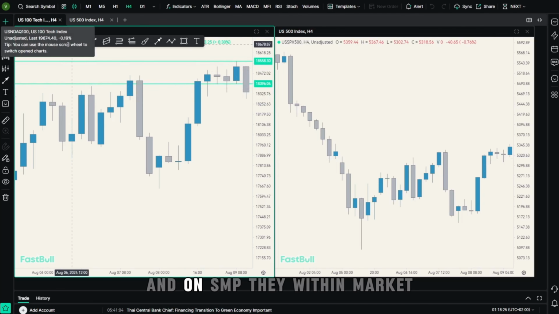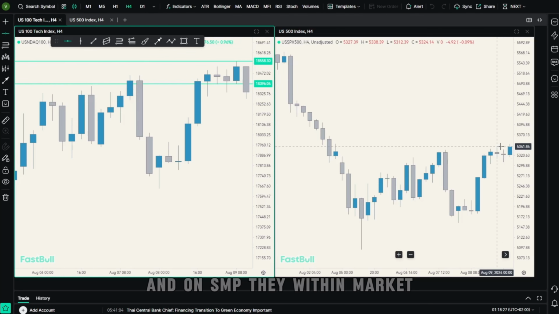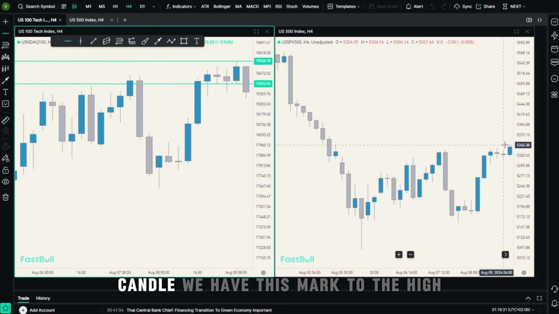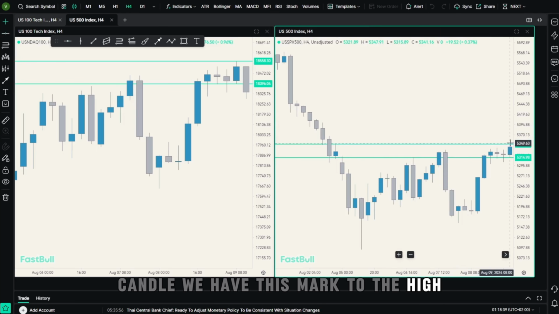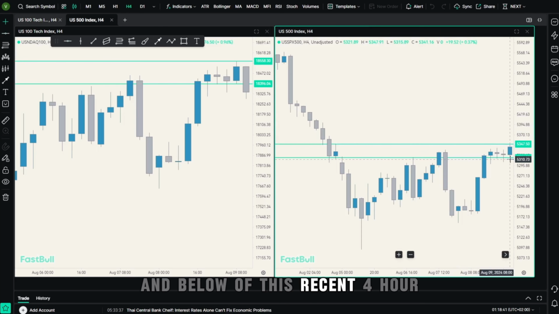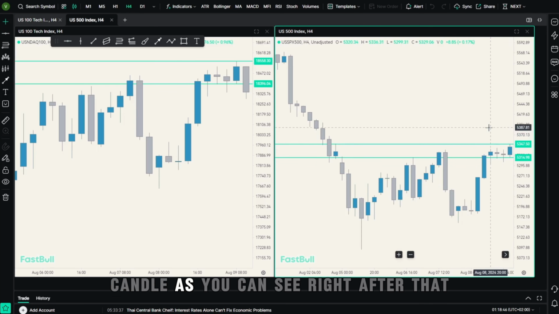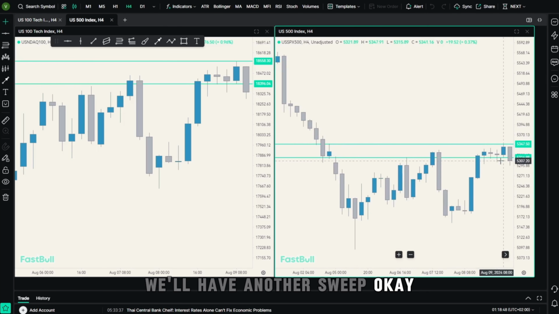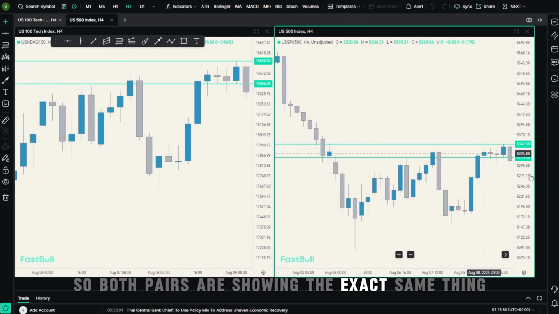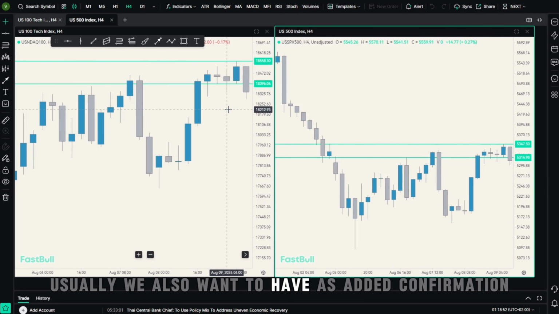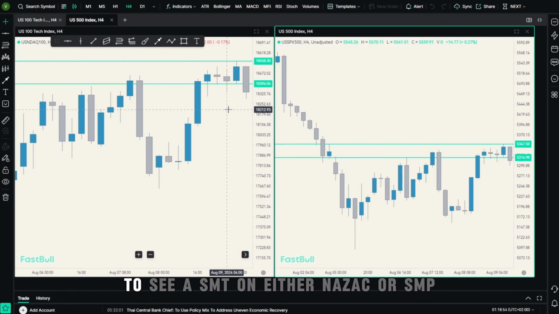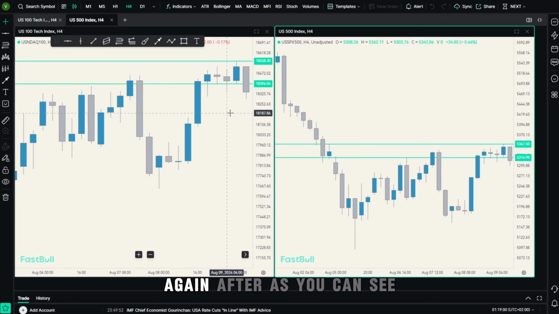And on S&P, they will then mark out this 5 a.m. candle. We have just marked the high and the low of this recent 4-hour 5 a.m. candle. And as you can see, right after that, we also have another sweep. Okay, so both pairs are showing the exact same thing. Usually you also want to have, as added confirmation, an SMT on either NASDAQ or S&P for added volatility in the market, okay?